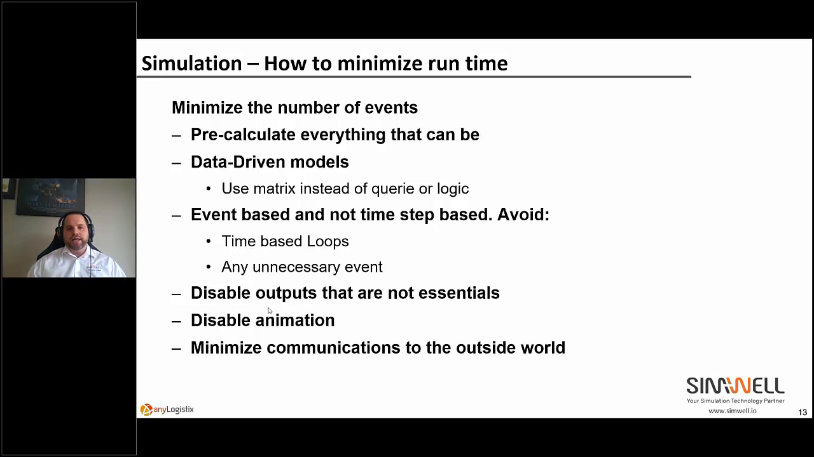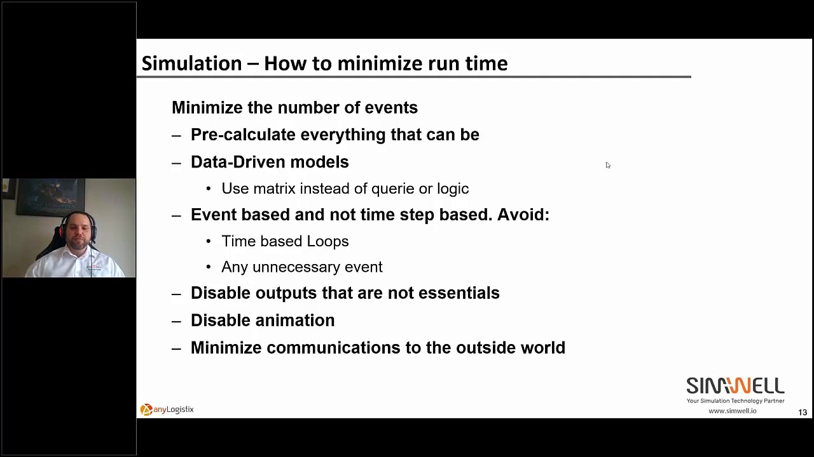Other things, and I'll move a little faster on these ones. Disable any outputs that are not essential. Disable animation, of course, and minimize communication to the outside world. Sometimes I see people communicating outside of the model itself to some kind of code, a Python or Java code. If that code is simple enough, then just do it inside the simulation model. Replicate it inside the simulation model instead, and that's going to run much faster. So that was the very technical part of the presentation.